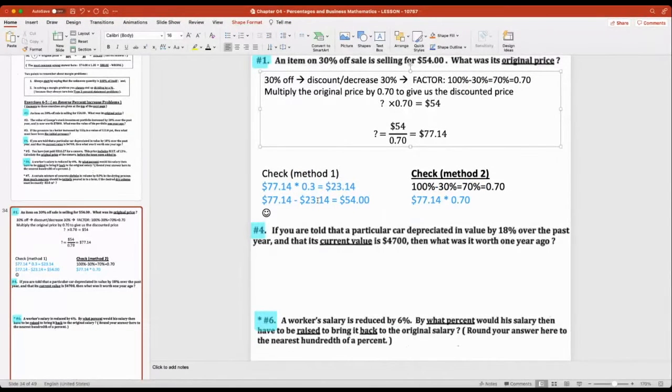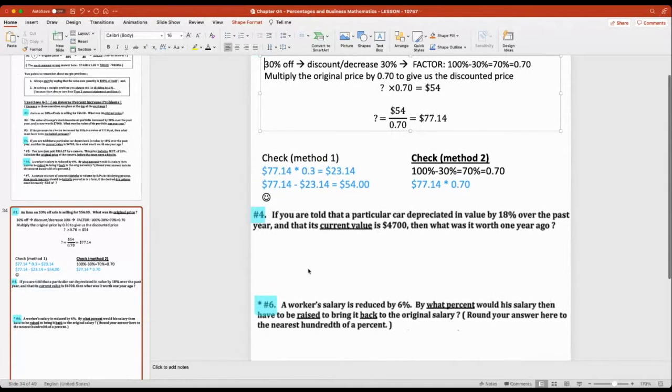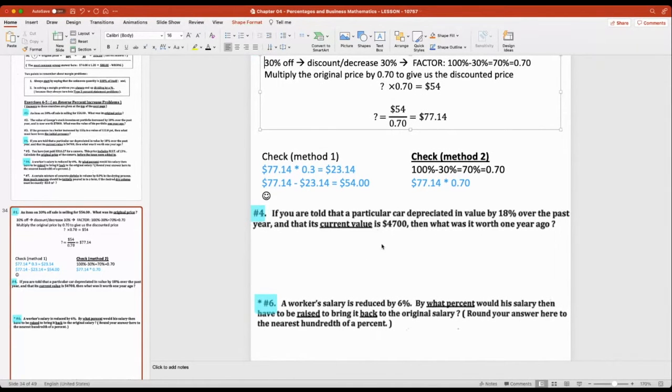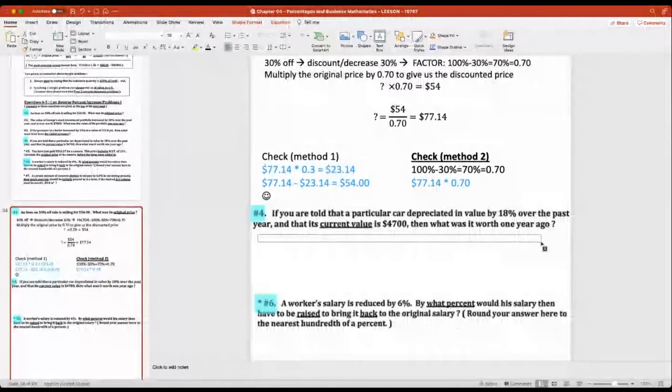So now you've seen that, we're going to do this again for a few more questions down below. First we're going to calculate the factor, and then we're going to apply the decrease or increase in this case. These questions are all decrease questions. So if there was an increase question, the factor would be greater than 1.